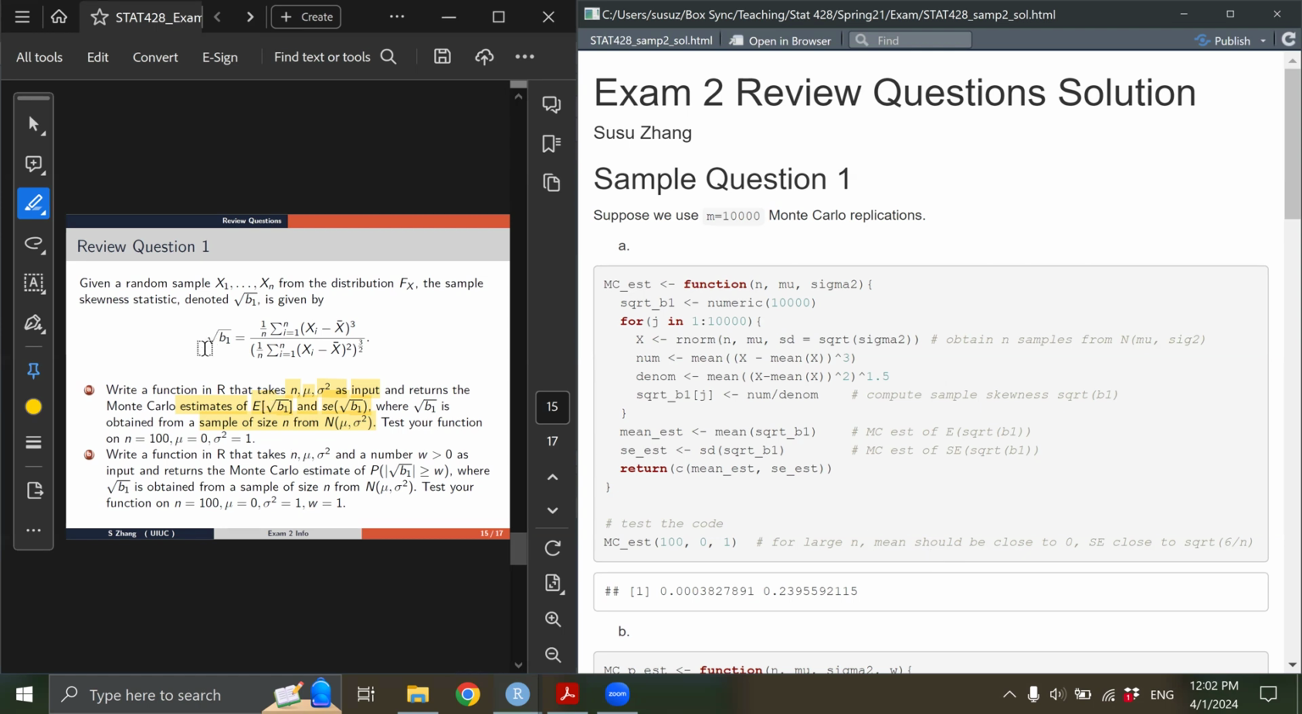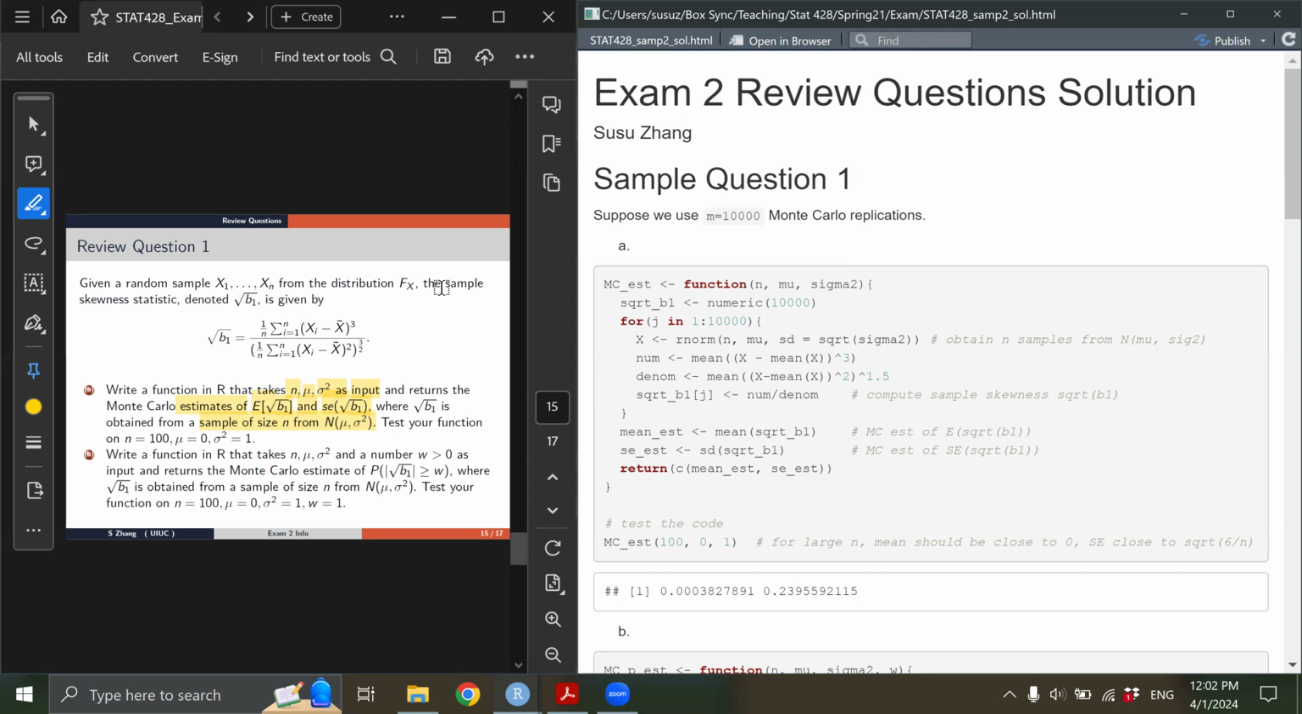This question says that there is a sample skewness statistic denoted by square root of B1, given by this observed data of size n from some distribution. So this is a question related to Monte Carlo inference or simulations, where it asks you to figure out the sampling distribution of this sample skewness statistic.